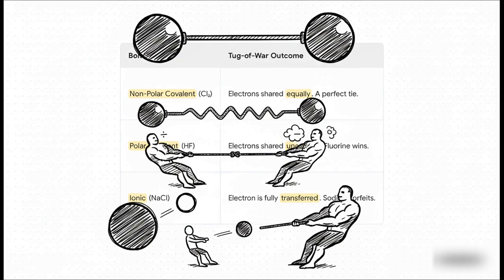But in the middle, you have a polar covalent bond, like in hydrogen fluoride. Here, fluorine is the heavyweight champ. It pulls those shared electrons way closer to itself, which creates a partial negative charge on the fluorine and leaves a partial positive charge on the hydrogen. And then you have the extreme case, sodium chloride. Honestly, this isn't even a tug-of-war. Sodium just forfeits the game and completely hands over its electron to chlorine. That's how you get ions.